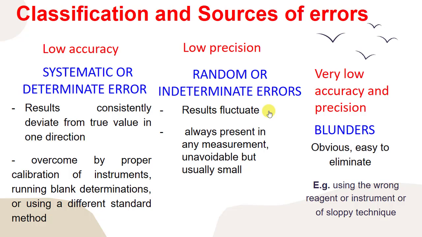Usually the results will be very, very strange, ridiculous, and it's very easy to find that the result is nonsense, is not correct, and we eliminate it. For example, you use the wrong reagent, or you write the concentration incorrectly. In some measurements, you need to use an acid, hydrochloric acid for example, but instead you use sodium hydroxide, right? So you use alkaline instead of acid.